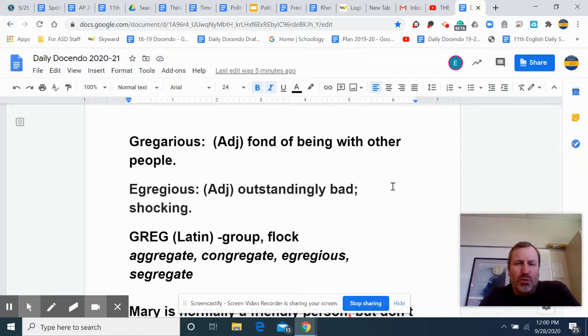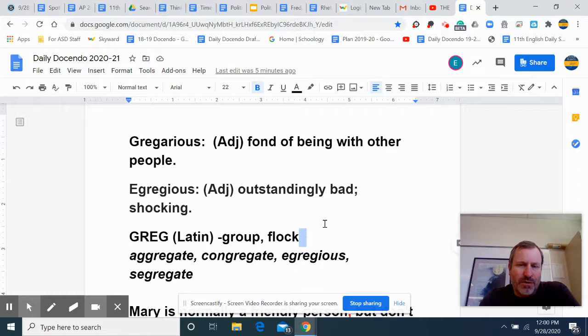The other word is egregious, outstandingly bad, shocking. Now if you think about this one, it kind of makes sense because if something is outstandingly bad, you can see it very clearly, right? And it's almost like it stands out from the group. So it's something egregious. So a referee makes a very bad call. Everybody sees the bad call. It's obvious. It's an egregious call. It's not just a bad call. It's an egregious call.